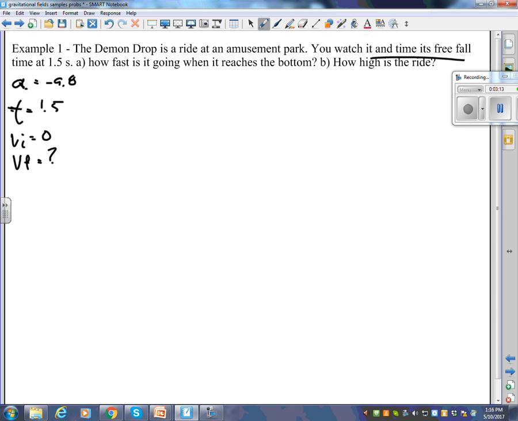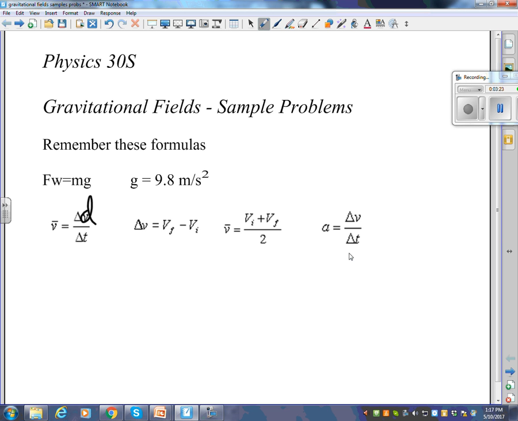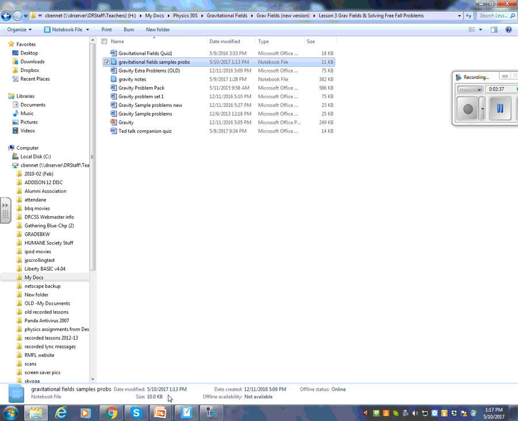How fast is it going when it reaches the bottom? So we're looking for Vf. So what can we get out of a, t, Vi, Vf? Well, out of a and t, I can get delta V. I've got a, I've got t, I can get the delta V, and from that, I can get the final. So yeah, that's what we're going to do.